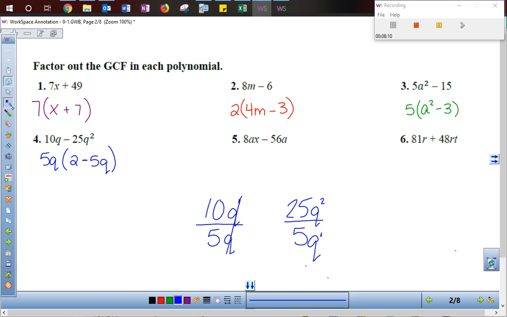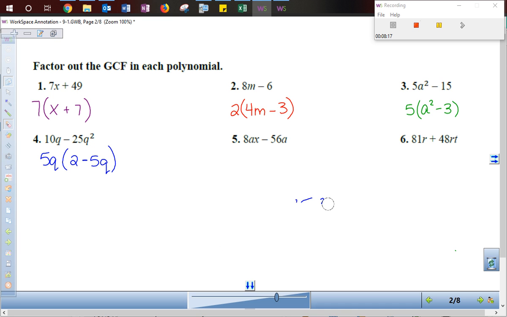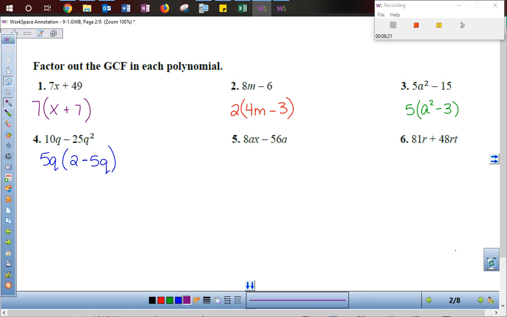Let's go to number 5. On number 5, I have 8ax minus 56a. So I need to find the greatest common factor between 8 and 56. Right away, some of you might say that, well, the greatest common factor is 2. But if you think about it, 2 does go into both 8 and 56, but it is not the biggest factor that goes into both 8 and 56.